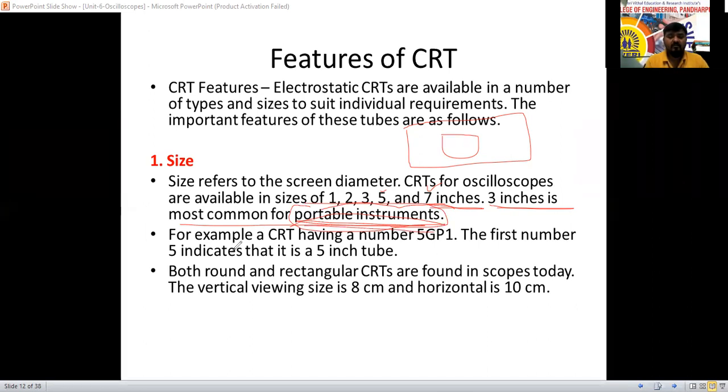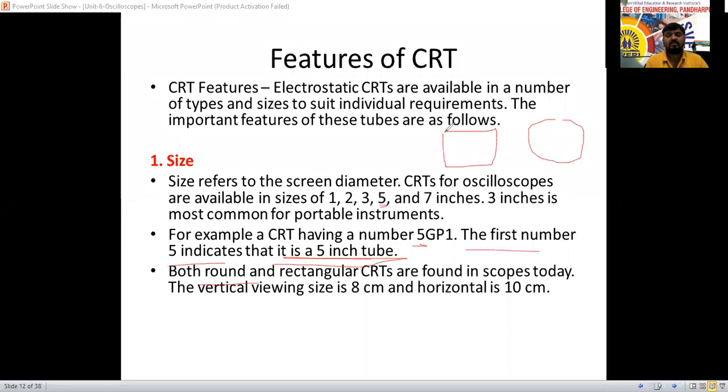For example, a CRT having the number 5 GP. The first number 5 indicates that it is a 5 inch display tube we are going to use. Both round shape we can use, the display will be like this. A rectangular shape display we can use like this here now. Round or rectangular CRTs are found in scopes today.